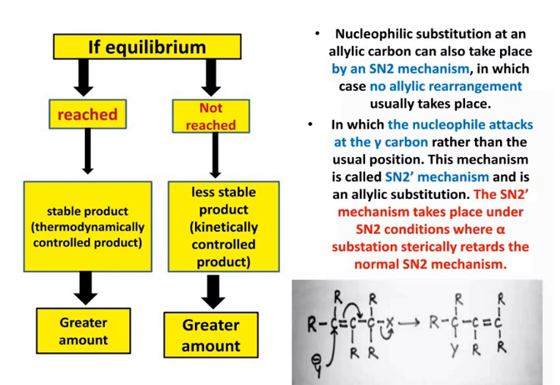So nucleophilic substitution at allylic carbon can also take place by the SN2 mechanism, in which case no allylic rearrangement usually takes place. In the other case, the nucleophile attacks at the gamma carbon rather than the usual position, and this mechanism is called the SN2 prime mechanism and is an allylic substitution. The SN2 prime mechanism takes place under SN2 conditions where alpha substitution strictly retards the normal SN2 mechanism.